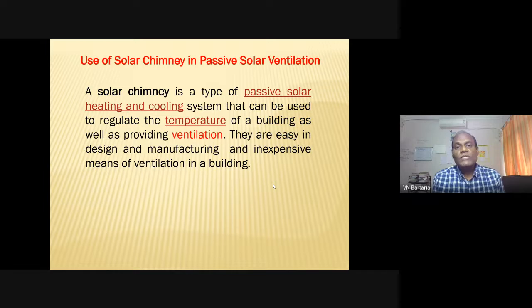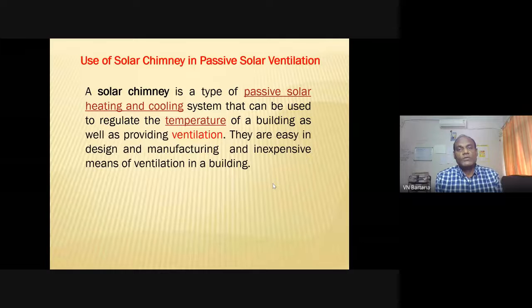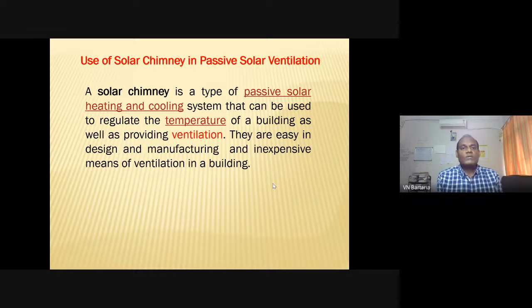So the use of solar chimney is in passive solar ventilation. Now we come to another part of the system, which is called solar chimney. Now we have learned about the earth air heat exchanger. I'm going to show you one more system, solar chimney, which is also very much effective in passive solar ventilation system.